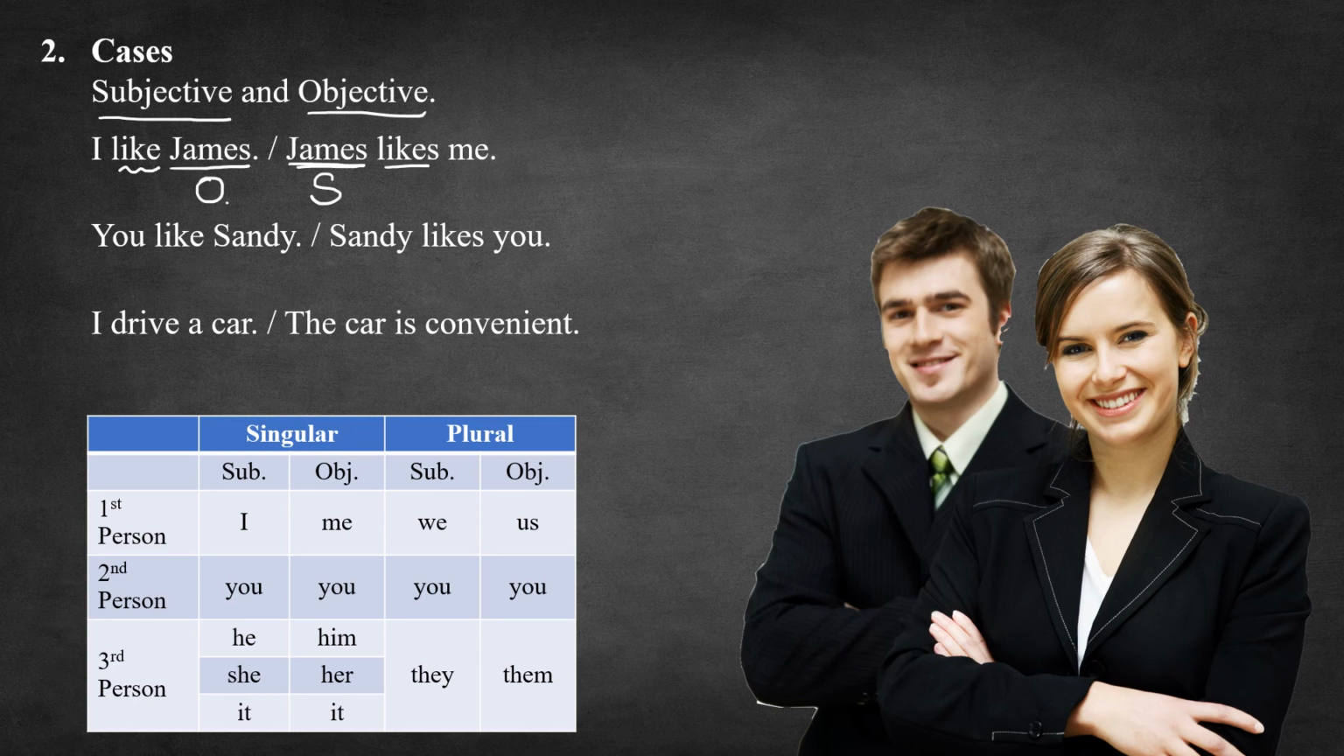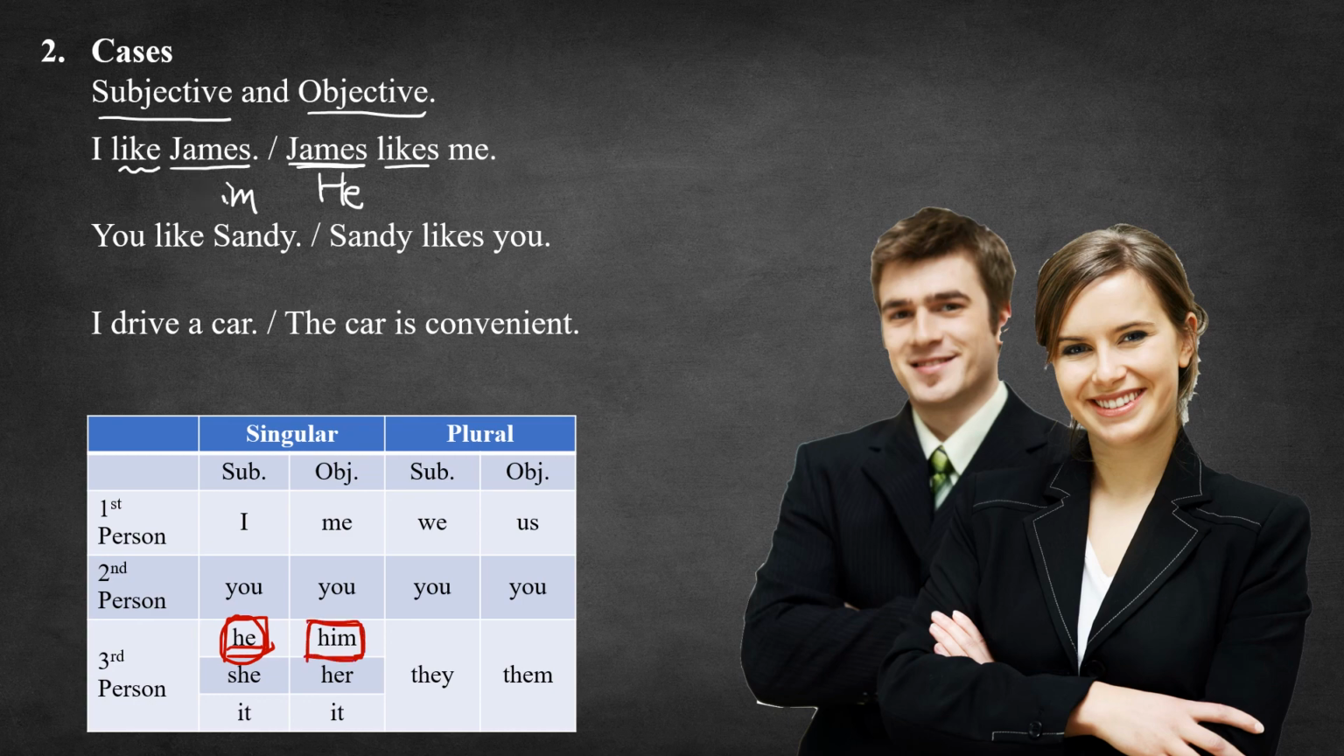So here, if we change James, it can be I like him. The third person objective here. Third person objective. He subjective. Him objective. Here, James, this is he because it's a subject. Again, he is subjective. Him is objective.